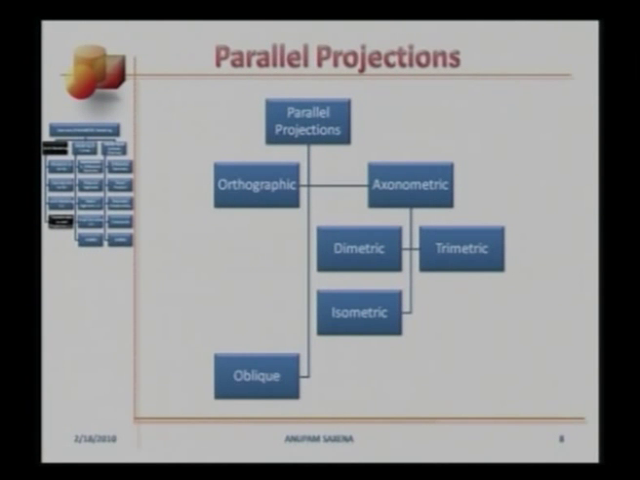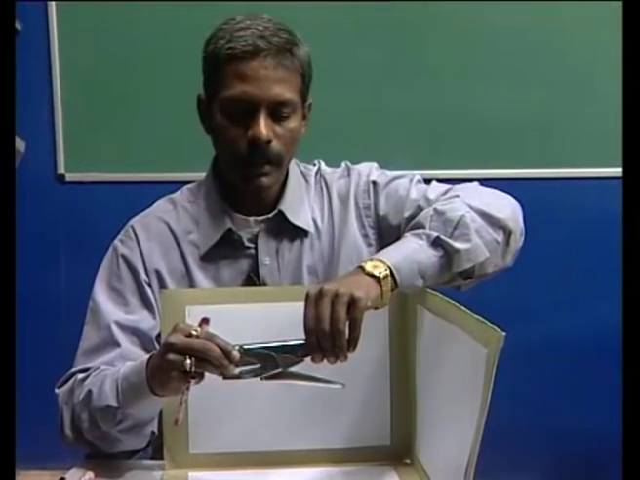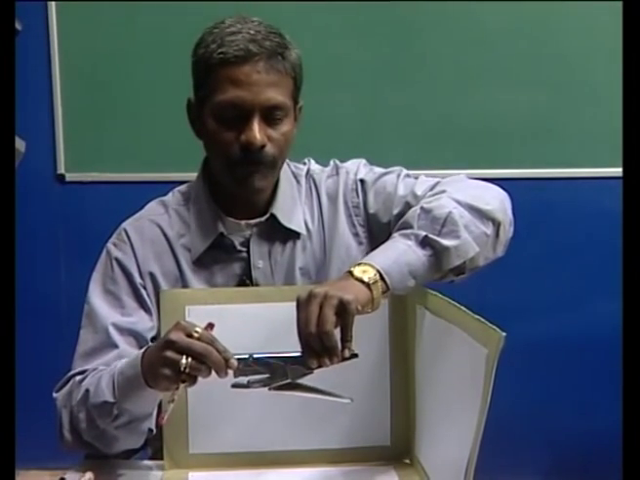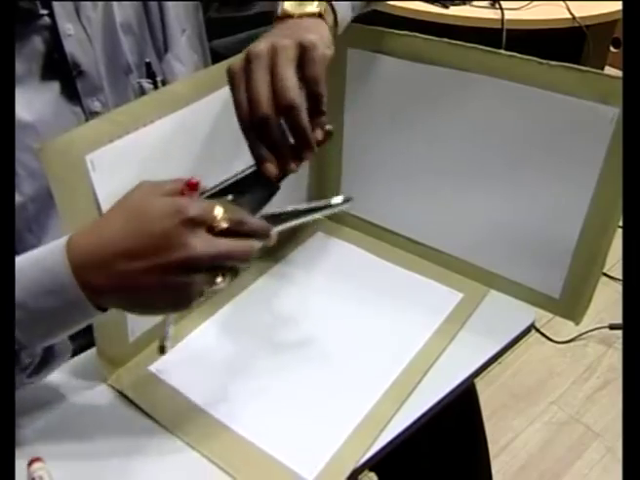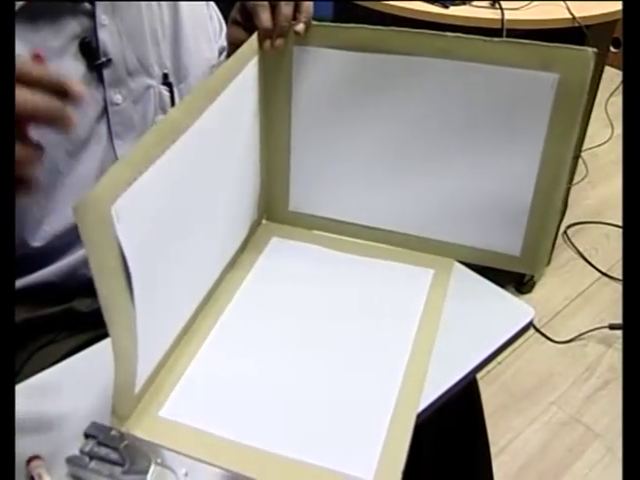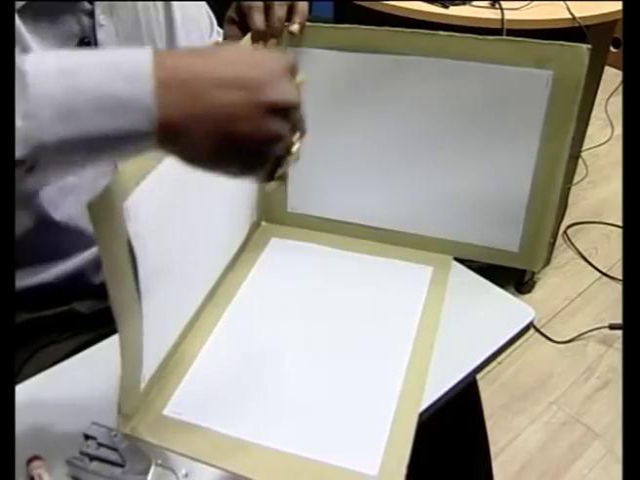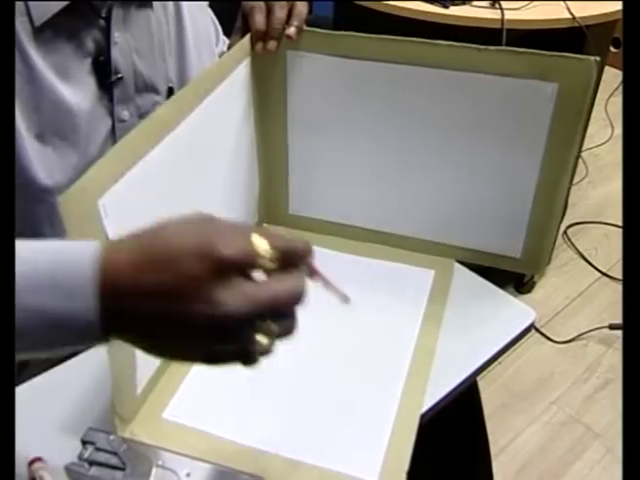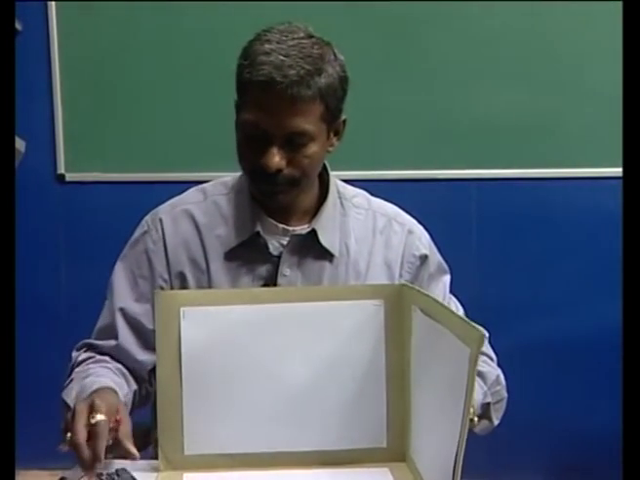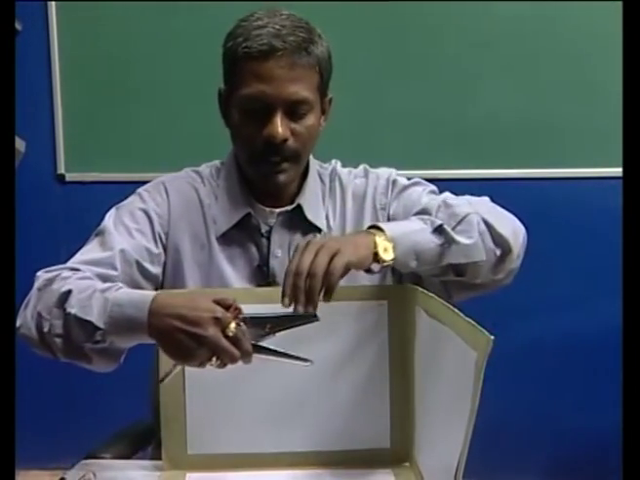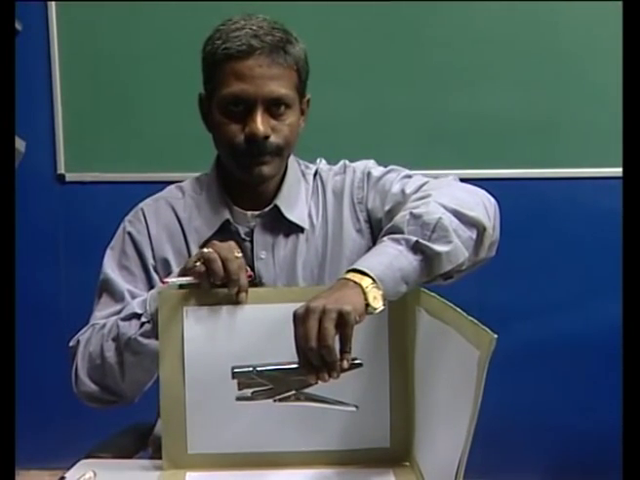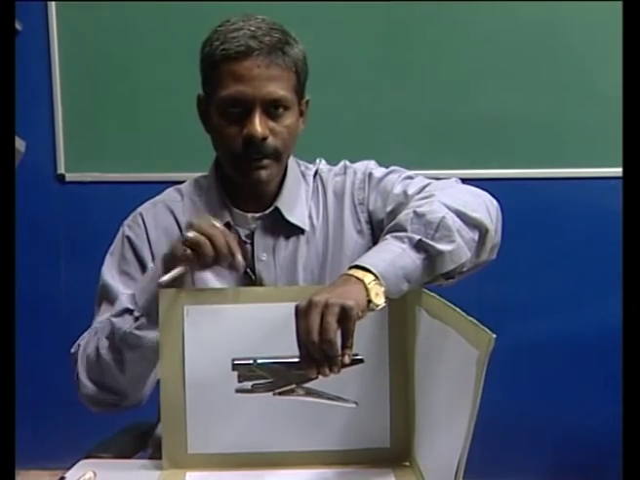Let me explain to you how to get orthographic projections in the first angle. Consider that this is the object, and we would want to capture different views of this object on these three different planes, 1, 2, and 3. They are all perpendicular to each other. Now, I'll place the object in between you and this plane. So you're looking at the object from the front.